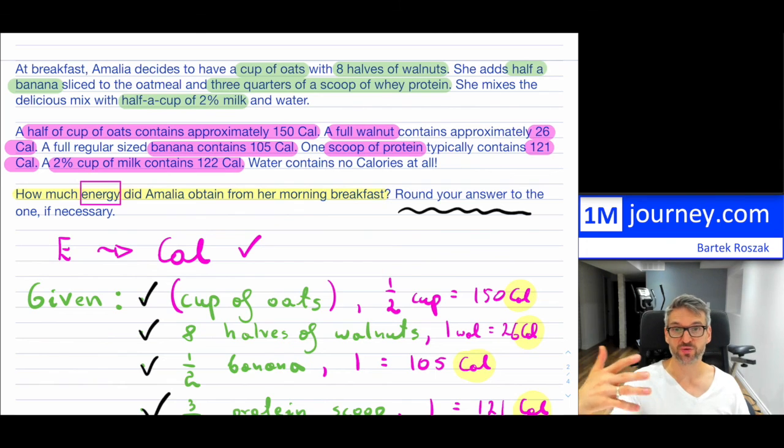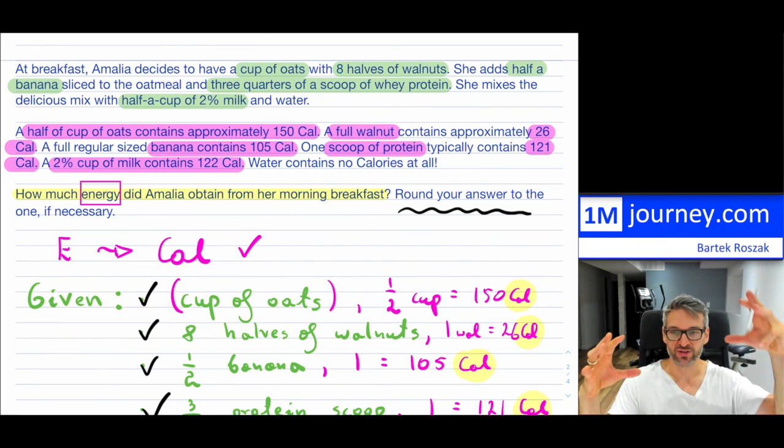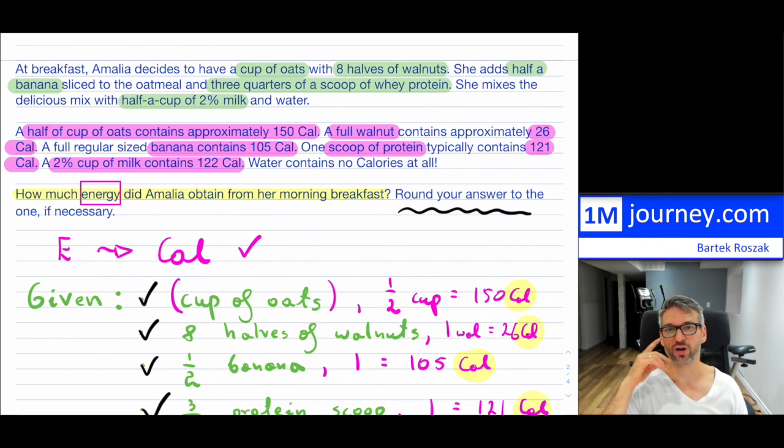So I hope that this was useful, and it just allows you a checklist. You can have it always on the side, you can ingrain it in your mind, and then just see, okay, what do I have to do when I'm solving these problems?